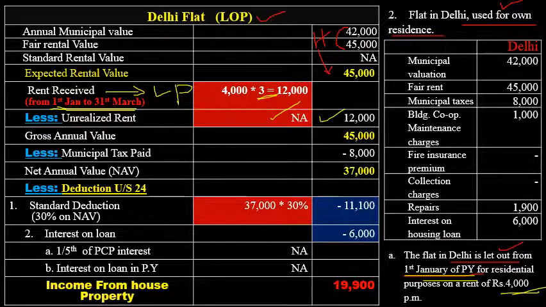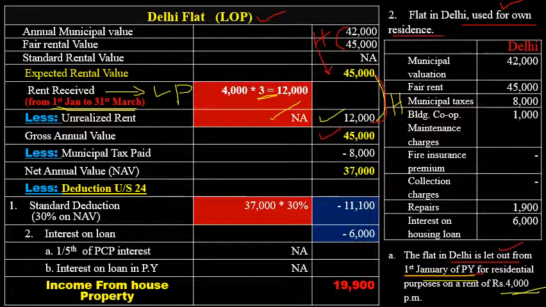Next is the gross annual value. Municipal value, expected rental value or rent received, whichever is higher, is the gross annual value. So here you have to compare expected rent with the rent received, whichever is highest is the gross annual value. Why compare it with the expected rental value? Because here there is no vacancy period and no unrealized rent. So whenever there is no unrealized rent and vacancy period, the expected rental value or rent received, whichever is highest, is the gross annual value. So the gross annual value is 45,000.